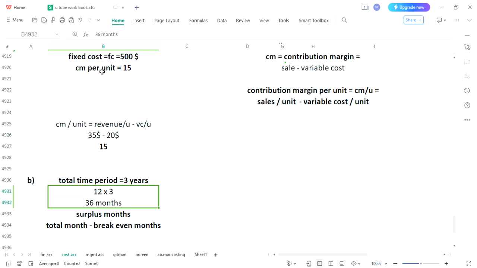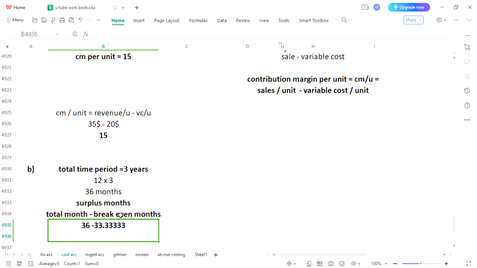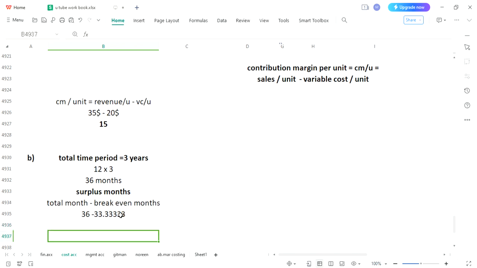These were just calculations. Now here you will determine how many total months he will drive. 3 years it was said. Total time period is 3 years, or total months we have 36, and then you will subtract break even months, which were 33.3333. What we will calculate from here? Surplus months. That means months after break even point. So let's calculate them. 36 minus 33.33333. So we have got our surplus months.